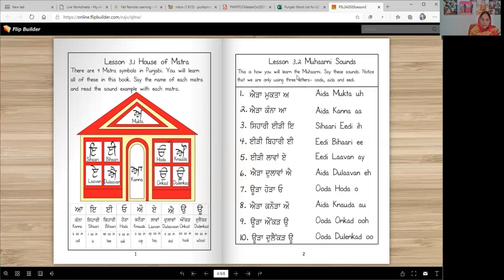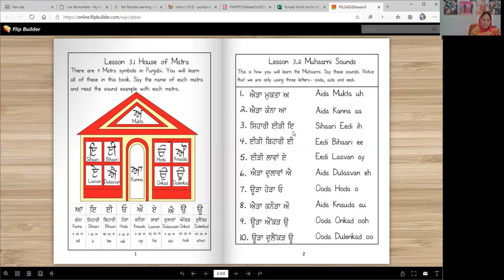Now, this is how you will learn the harmony. Say these sounds. Notice that we are only using 3 letters, Uda, Ada, and Edi in this one. Ada mukta, this is in Punjabi. You can't read Punjabi yet, so I've also written English for you. Ada mukta, Ada kanna.